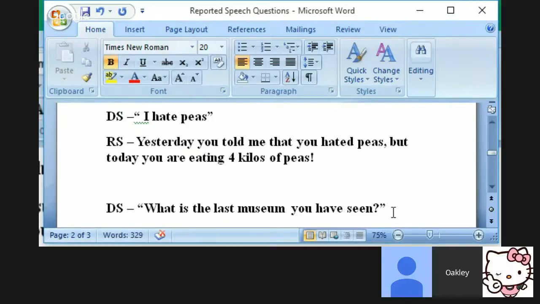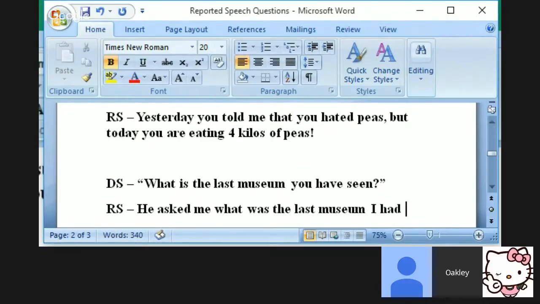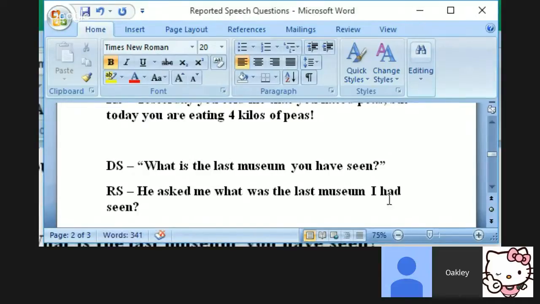You're making things nice and complicated. I like that. So how are you going to report that? He asked me what was the last museum you had seen. I had seen. Yes, very good. I thought you were going to trip up on that one. Doing a double backshift, double back flip. He asked me what was, instead of is, the last museum I had seen.